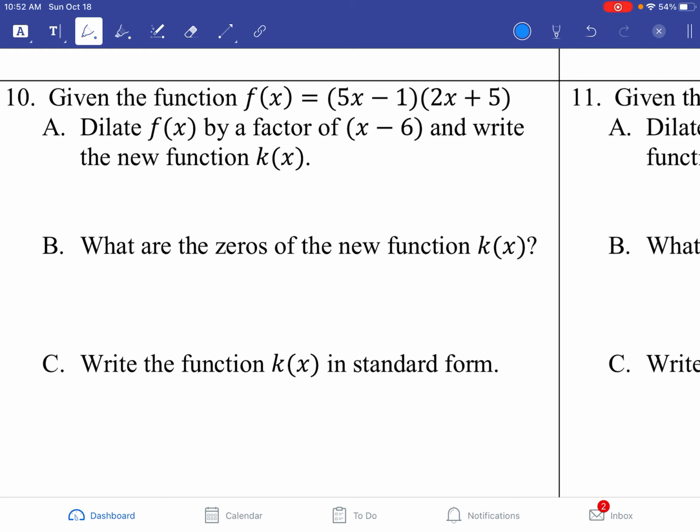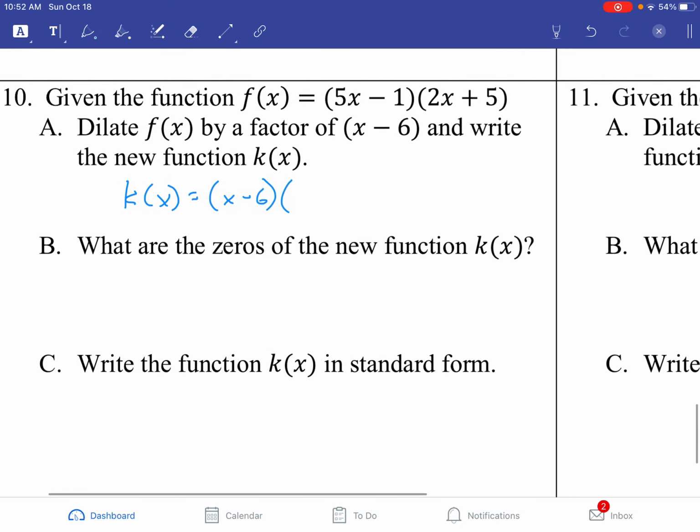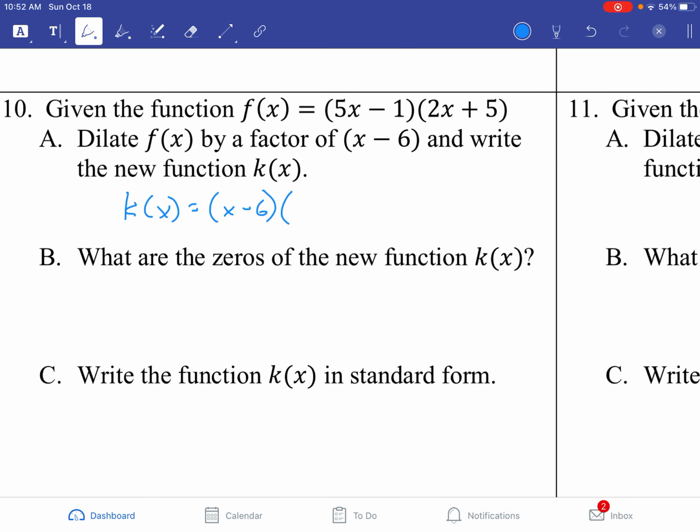So given the function f of x, there is our function. We're going to dilate it by x minus 6 to make k of x. So we have our dilation, x minus 6, and we have our original function, 5x minus 1 and 2x plus 5. Our zeros, x minus 6, 5x minus 1, and 2x plus 5, setting all of them equal to 0.